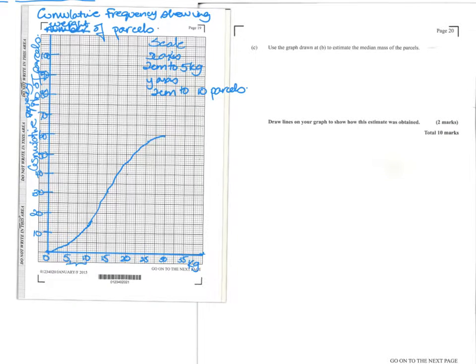Alright, we then want to use this graph to estimate our median. Of course, your graph will be more accurately drawn. To estimate the median, we know that we have 60 in total. The median is half, so half of 60 will be 30. From the cumulative frequency of 30, we would see where it drops down, and on this diagram it drops down at 15, so the median is 15. You must draw the lines on your graph to show how you got it. Okay, so the answer will be 15.